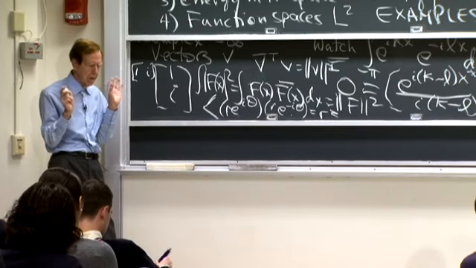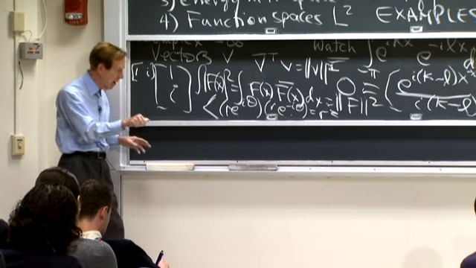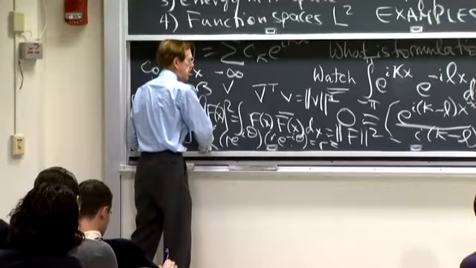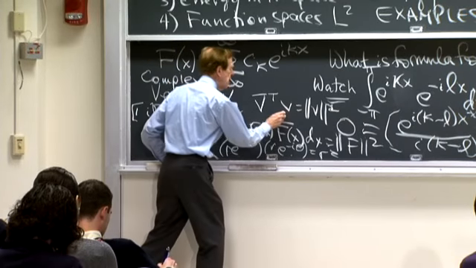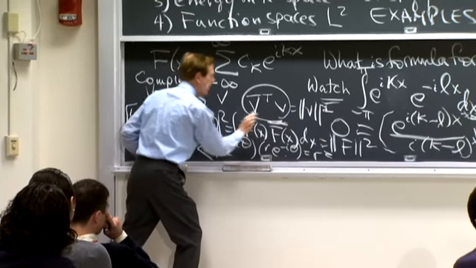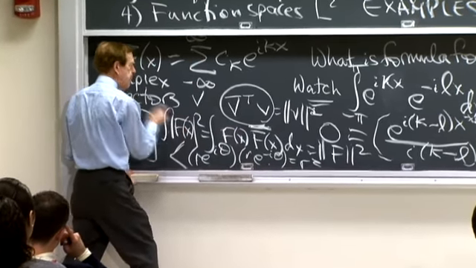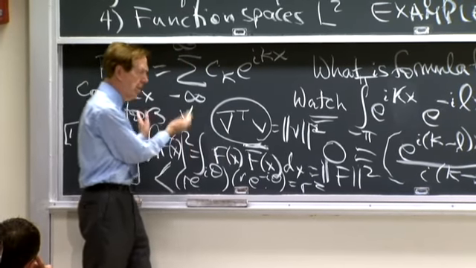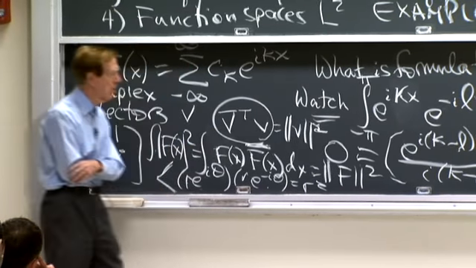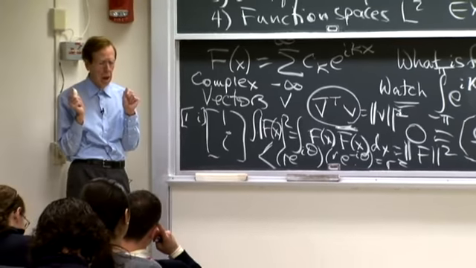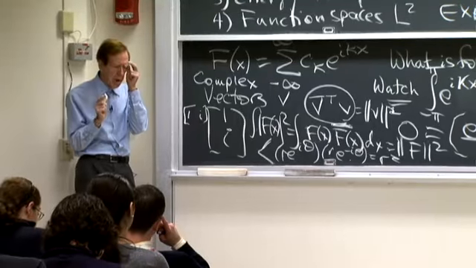If you haven't thought complex, just make this change and you're ready to go. Just v bar transpose v, f bar transpose f, if you like, or the magnitude of f squared. And when we make the correct change, we still have the orthogonality. Okay? So that's what orthogonality is.